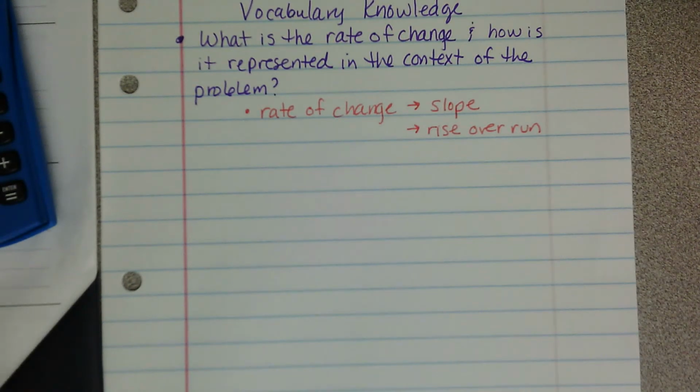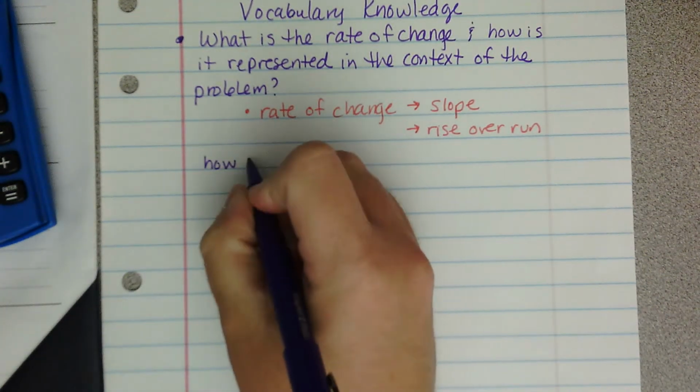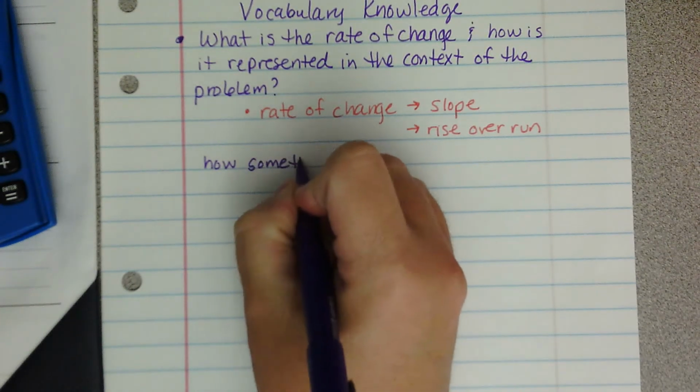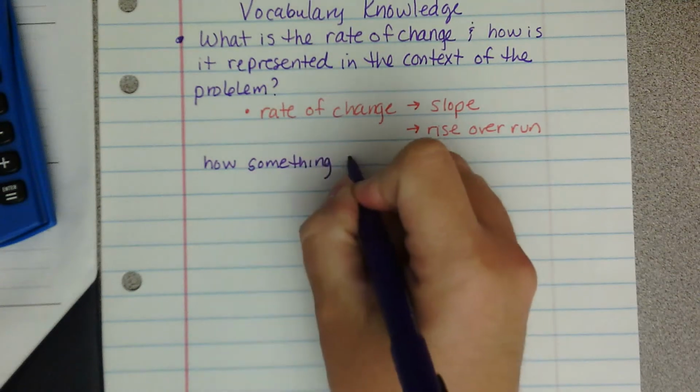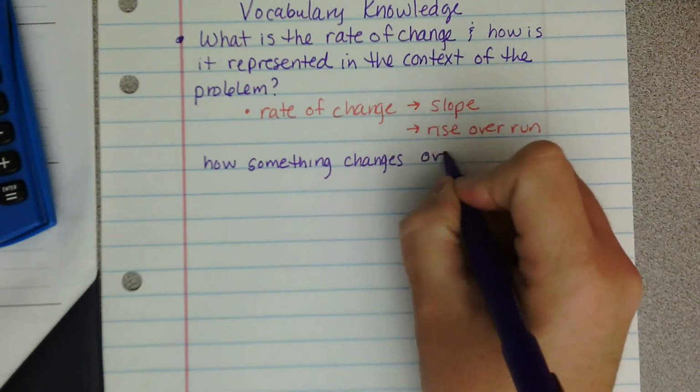So basically, what I use as my rule of thumb for what is the rate of change is how something is changing, or how something changes over a specific period of time.